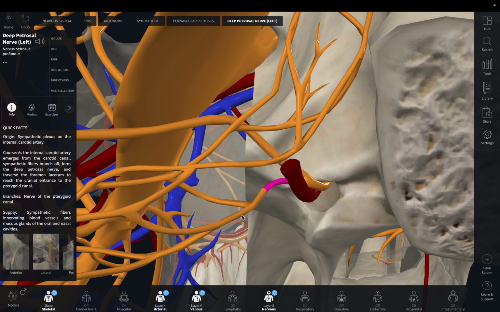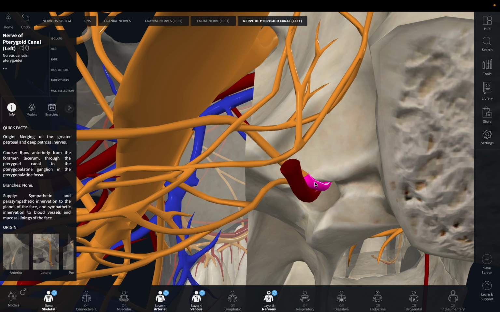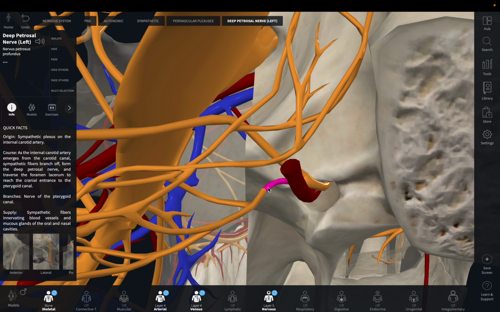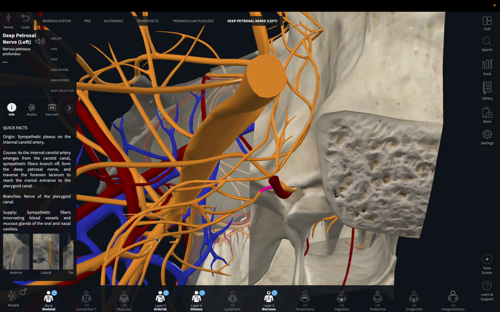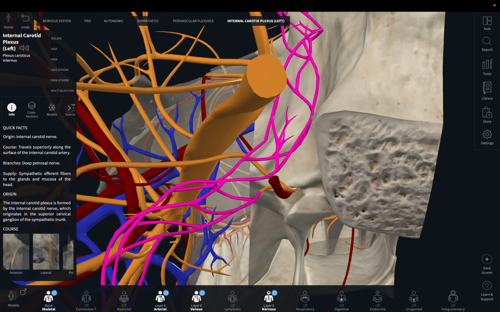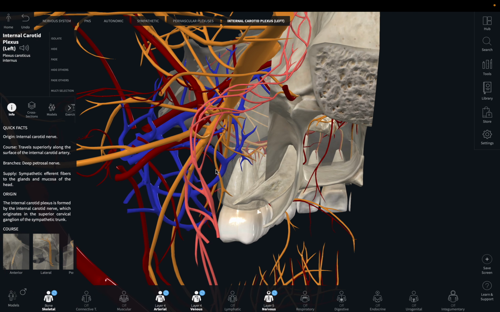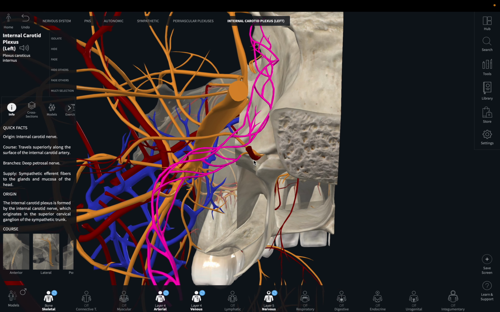The deep petrosal nerve is already postganglionic by the time it joins with the greater petrosal to form the nerve of the pterygoid canal. It receives input from the internal carotid plexus, which wraps around the internal carotid artery, and it provides sympathetic innervation to the pterygopalatine ganglion.